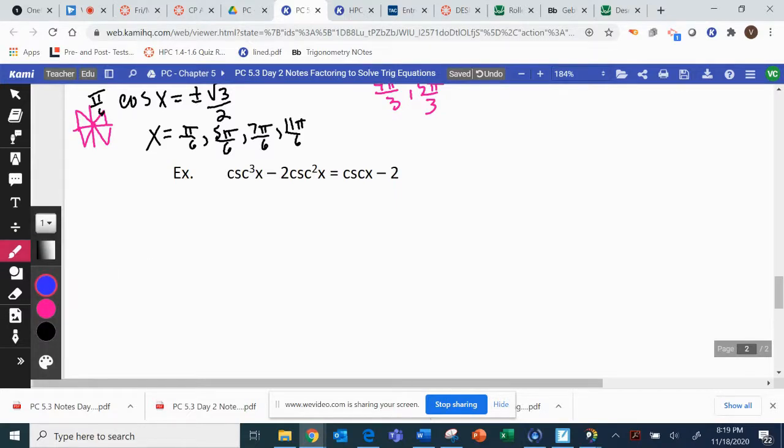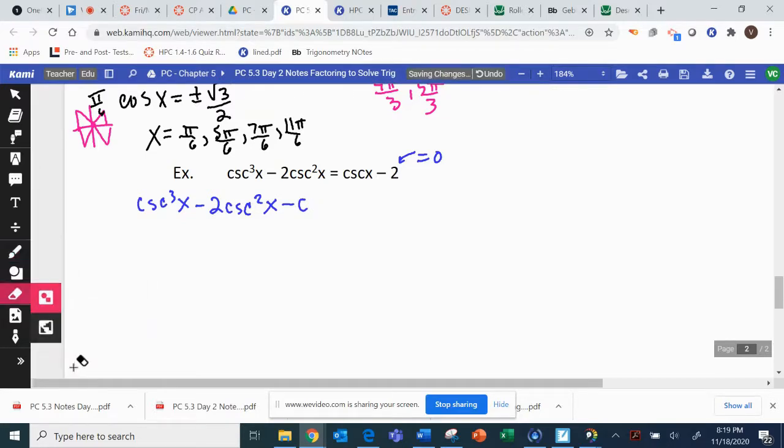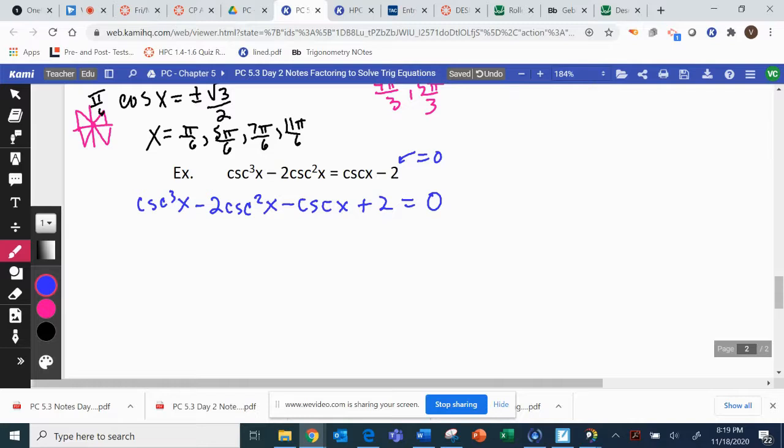For this example, again, we are solving by factoring. In order to solve by factoring, it has to say equals 0 or you can't do it. So the first thing I need to do is make this say equals 0. So I have my cosecant cubed x minus 2 cosecant squared x. Then I'm going to subtract my cosecant x. And then I'm going to add 2 to both sides. So now they've moved over to the other side.